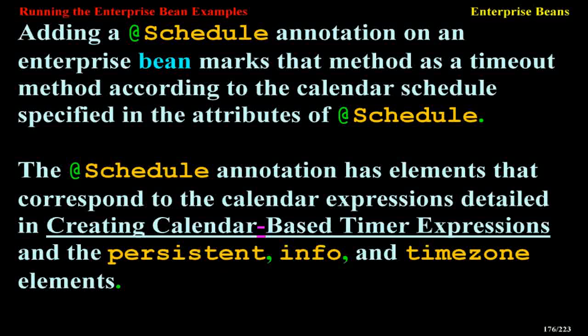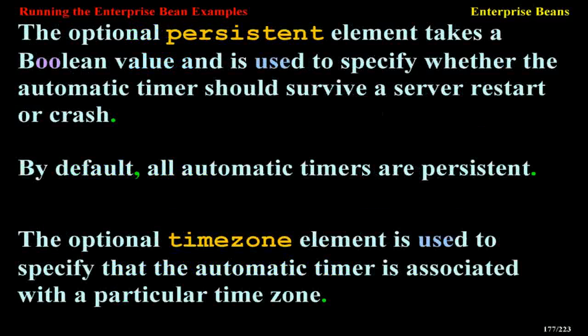Adding a @Schedule annotation on an enterprise bean marks that method as a timeout method according to the calendar schedule specified in the attributes of @Schedule. The @Schedule annotation has elements that correspond to the calendar expressions detailed in Creating Calendar-Based Timer Expressions, and the persistent, info, and timezone elements. The optional persistent element takes a Boolean value and is used to specify whether the automatic timer should survive a server restart or crash. By default, all automatic timers are persistent.